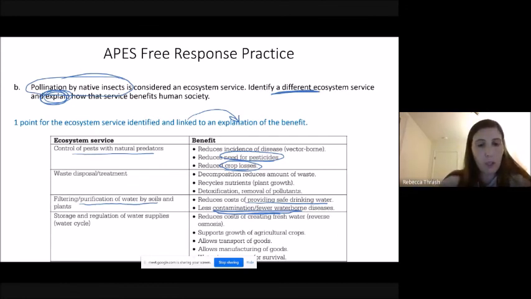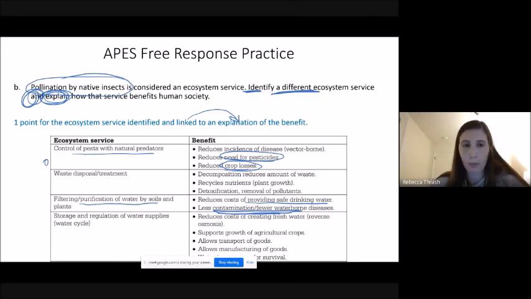So if you notice how this rubric is set up, it's not enough just to identify, you have to also be able to link it to the particular benefit. So always, always, always make sure that you are doing both things if they say identify and explain. Very important.